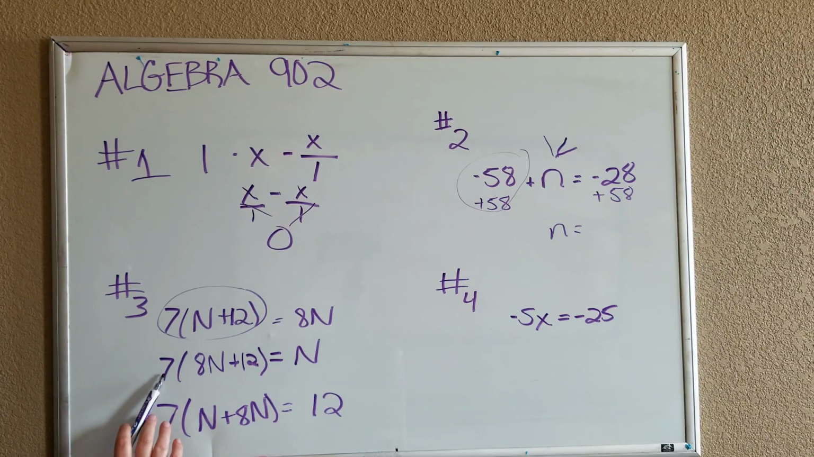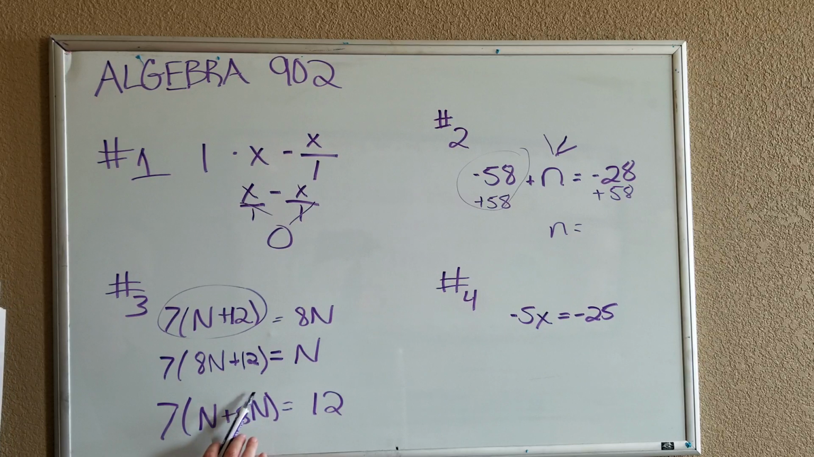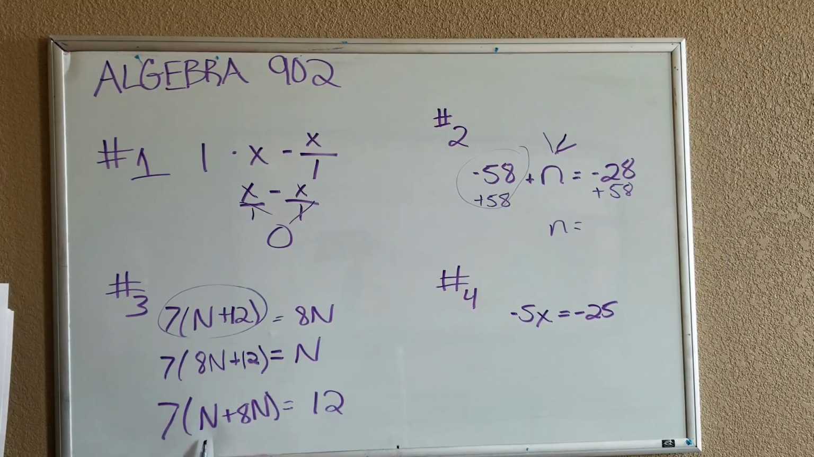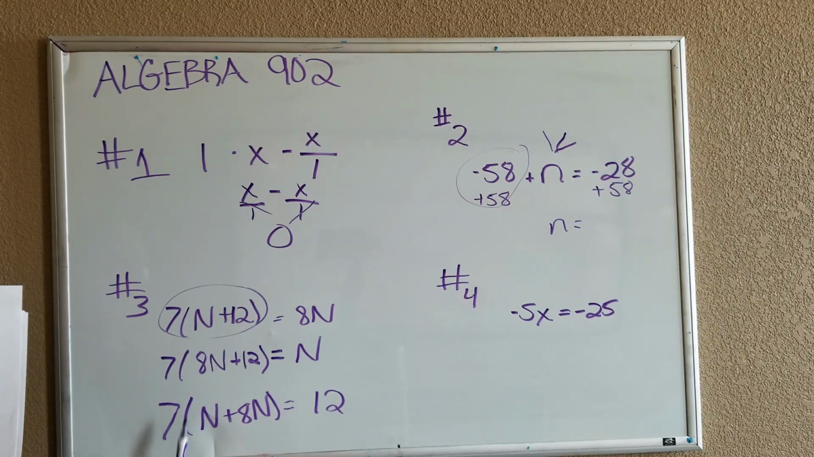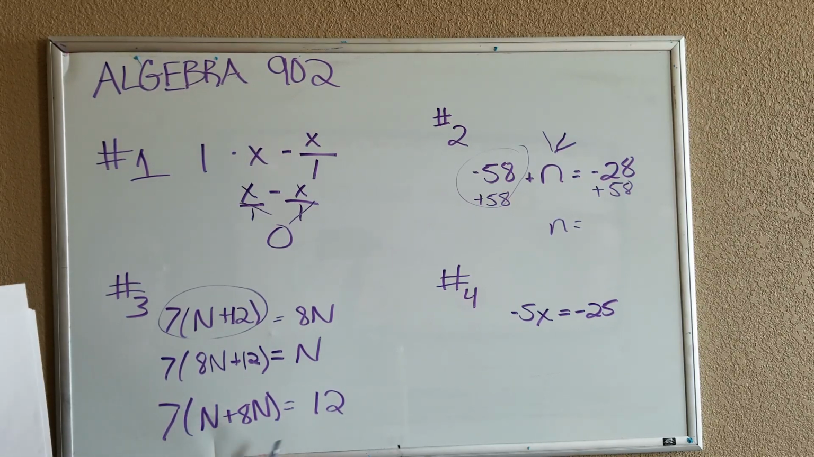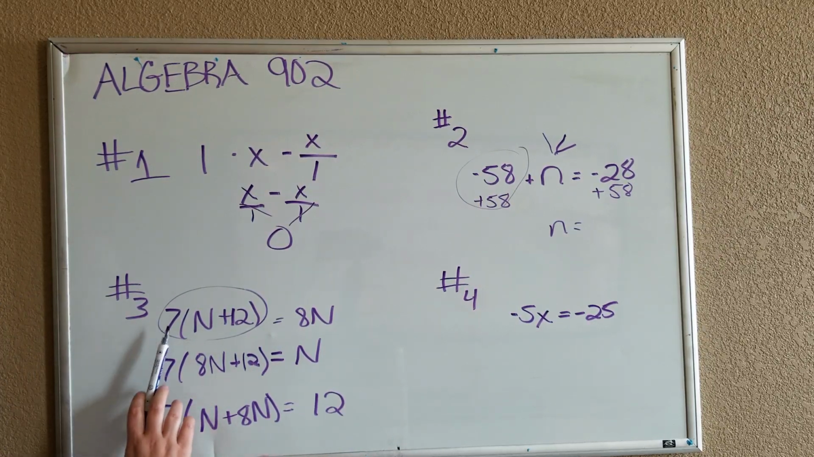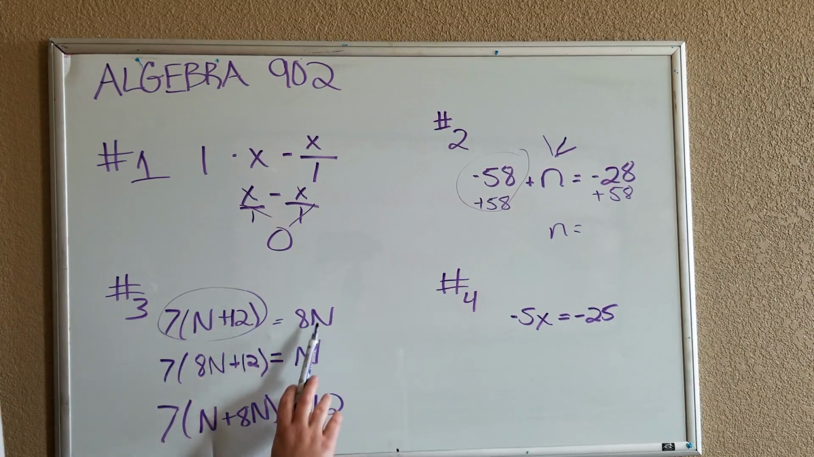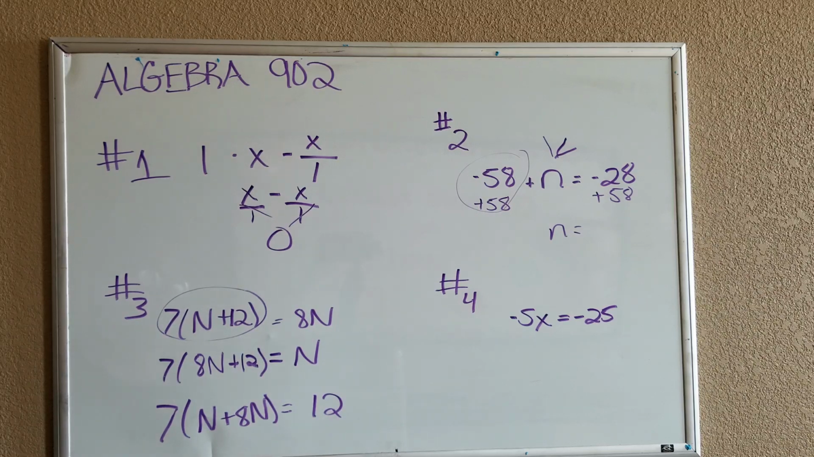This one says 7 times 8, the sum of 8 times a number and 12 equals that number. And this one would say 7 times the sum of a number and 8 times the same number equals 12. So this one reads 7 times the sum of a number and 12 equals 8 times the same number. All right, and then number 4.